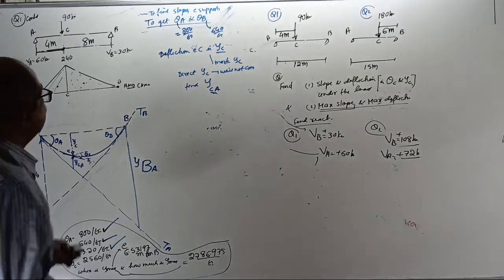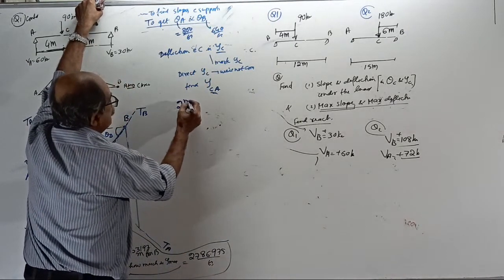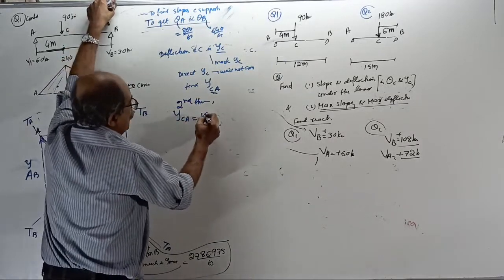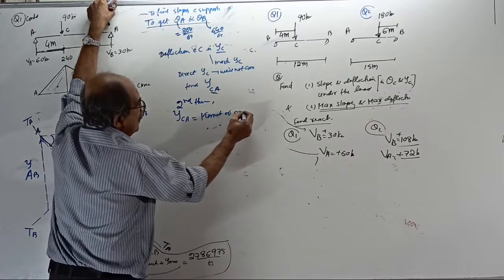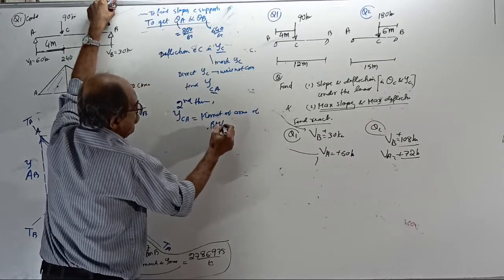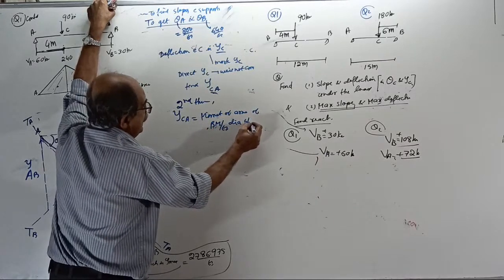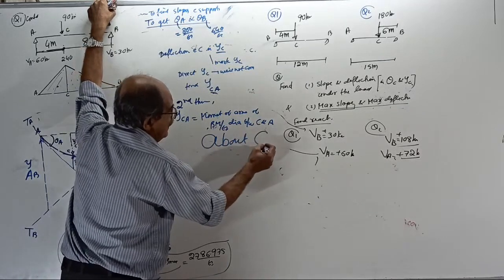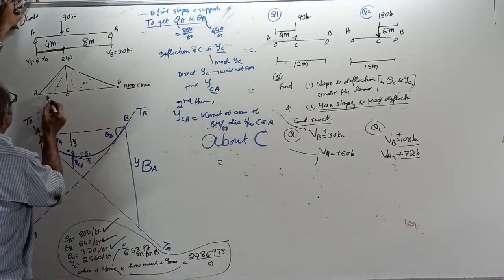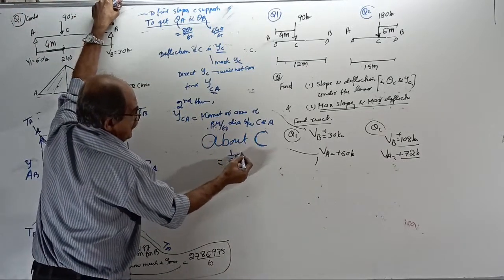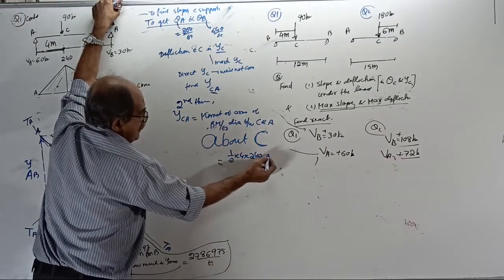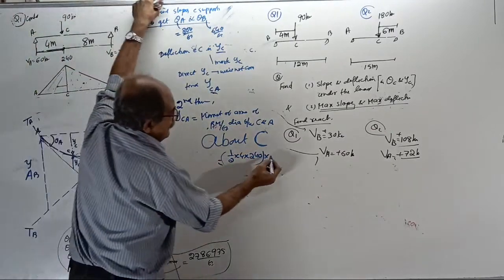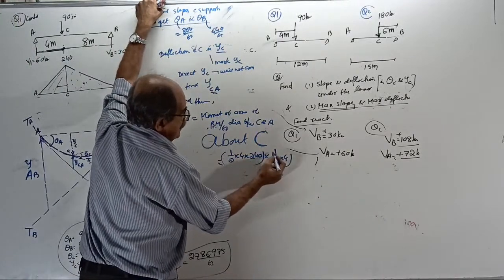Okay, now start. Now apply the second theorem. Second theorem: YCA is equal to the moment of the area of the BM by EI diagram between C and A about C. Very important, about C. It equals half into 4 into 240, into the moment about C. This distance is 1/3 of 4, divided by EI.